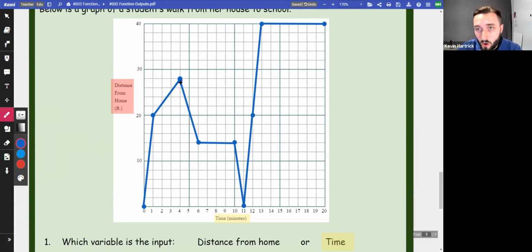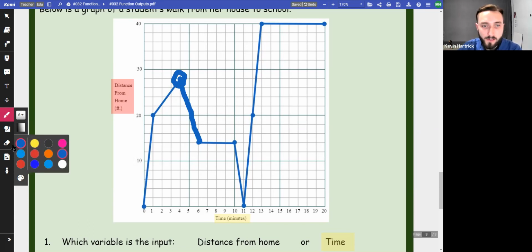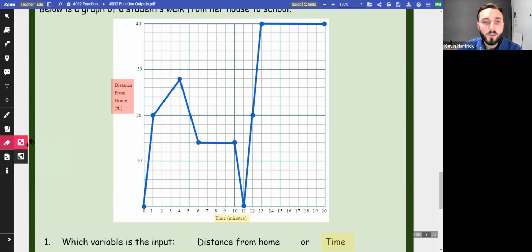If her distance from home is going smaller, so in this section right here, that tells me she's going back towards home. So maybe she hit this point here and she said, oh shoot, I forgot my Chromebook. Well, it's gonna be really hard to learn because everything's on the Chromebook, right? So maybe she hit this spot and she's like, shoot, I gotta go back home. And she starts walking back home at a faster rate. This is pretty steep, right?